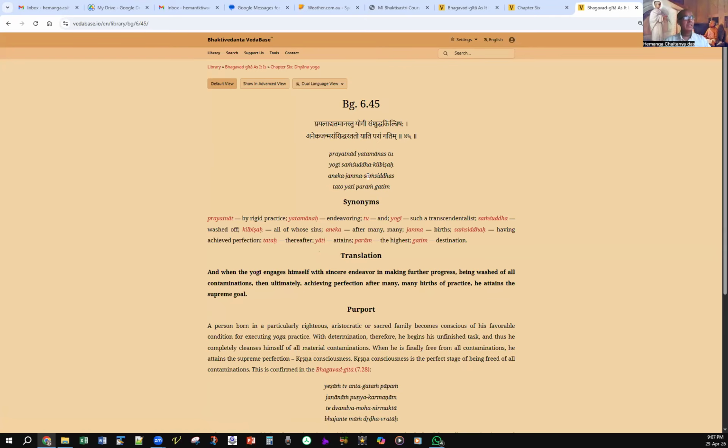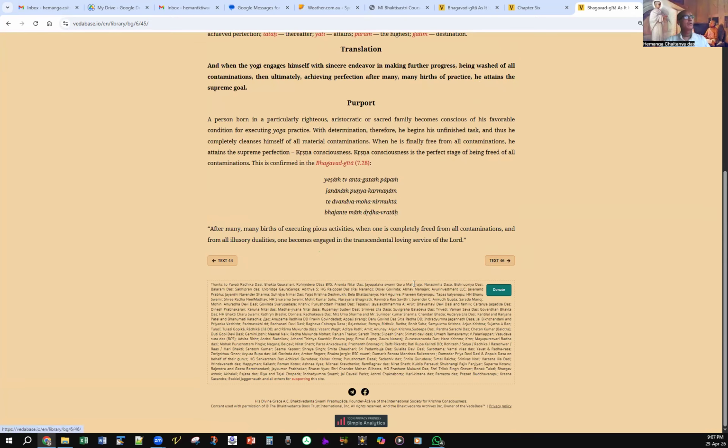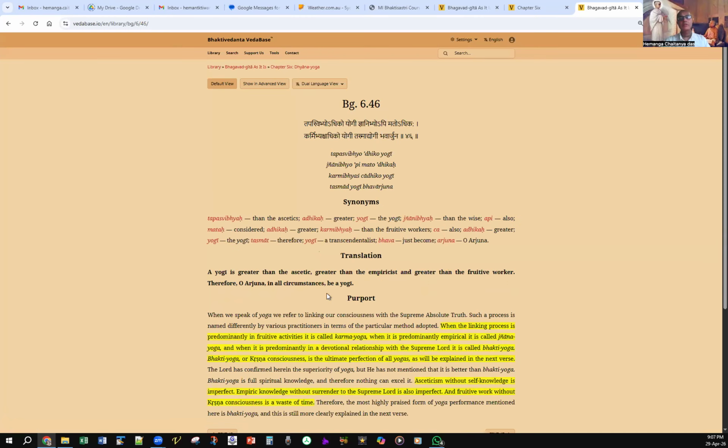To achieve samsiddhi, it may take many, many janmas. So Krishna is also saying that tato yati, eventually he will achieve param gatim. He will achieve perfection and he will go back to Godhead. He attains the supreme goal. Now 46 and 47 are the conclusion of the 6th chapter.